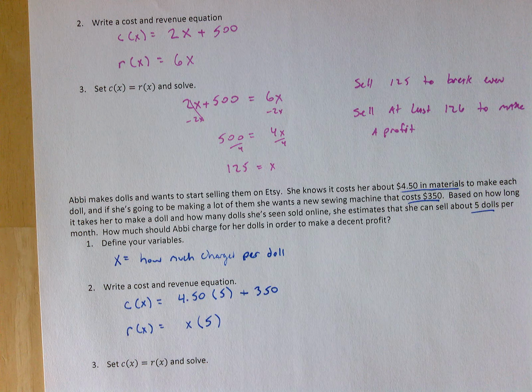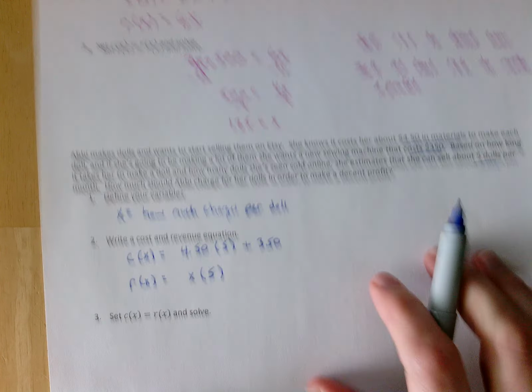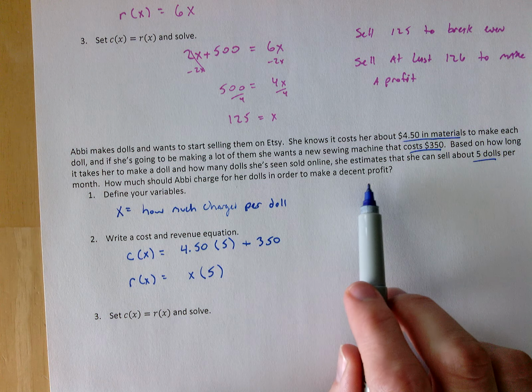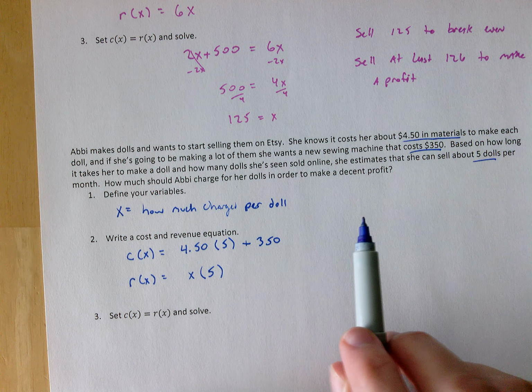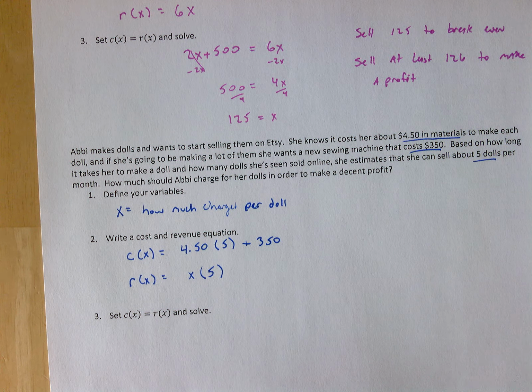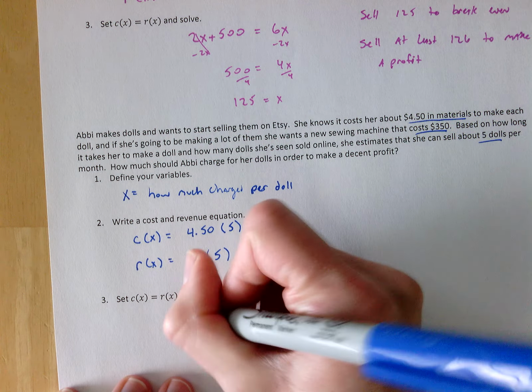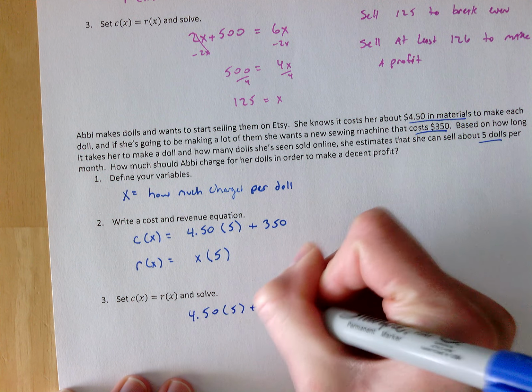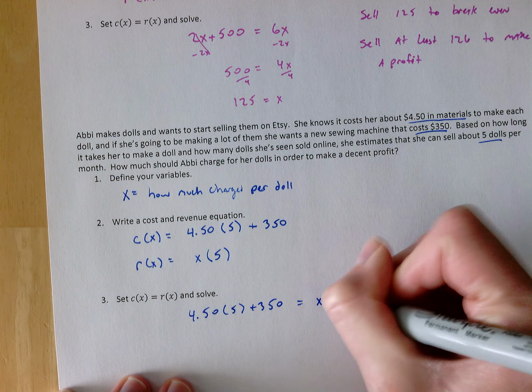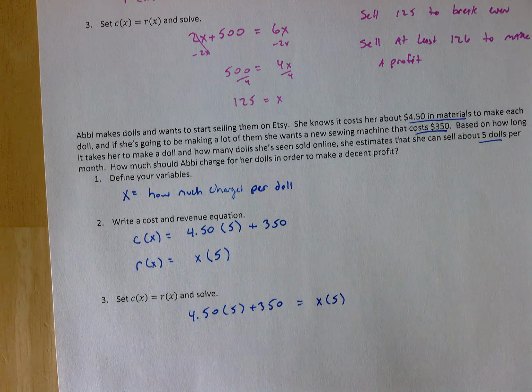All right, but to solve this problem, we're going to solve it the same way. We're talking about making a profit. So the first thing I want to figure out is what does she have to sell just to break even, right? If we can figure out the price to break even, then from there, I can decide how much she should actually sell them for. So that's what I'm going to calculate. I'm going to set my cost equation equal to my revenue equation, and we'll solve that.